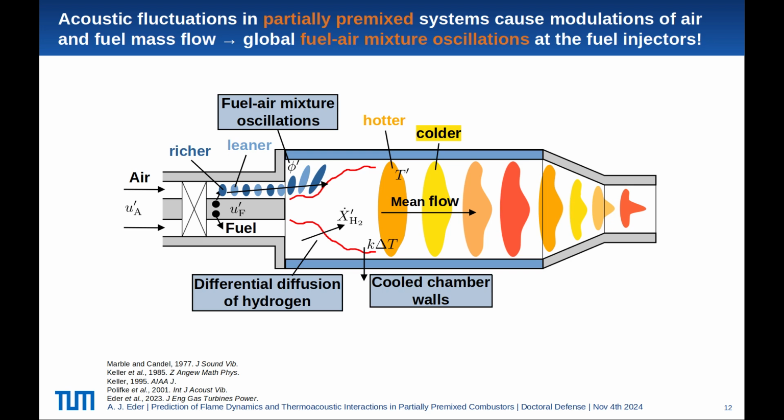Besides, what we found in a previous study, when we burn a methane-hydrogen mixture, we also have the effect of differential diffusion of hydrogen, which produces on a local scale also equivalence ratio perturbations and fuel segregation, and therefore also generates entropy waves. And in addition, if we have cooled walls, this effect of wall heat losses also generates entropy waves.